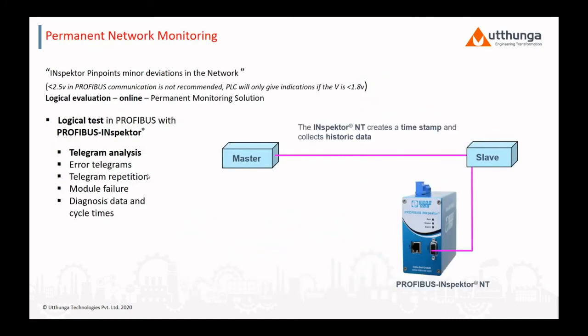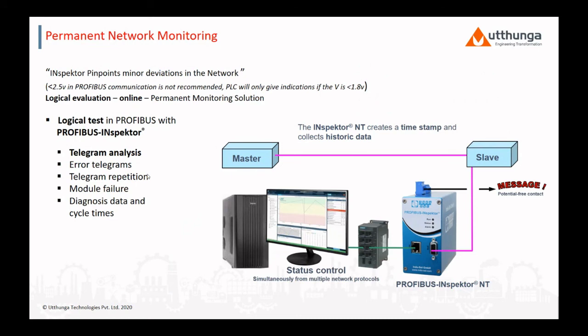Now moving forward, the more advanced solution in the PROFIBUS network. What is a more advanced solution? We know the tester, the handy tool. You can measure after the breakdown with the handy tool. But the question arises, before breakdown I need predictive maintenance, like a warning before failure. Is there any tool available for a warning before failure? Logical problems are there, mostly telegram analysis, like error telegrams and repeat telegrams.